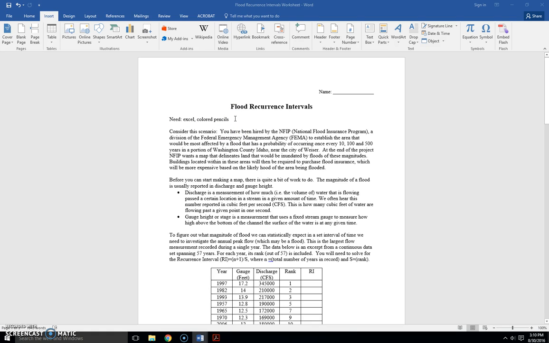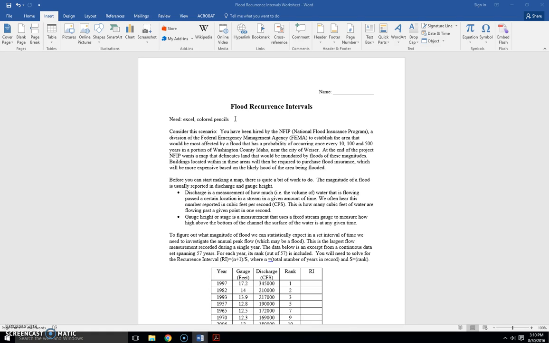Anyway, in this lab, you get to consider the scenario. You have been hired by the NFIP, National Flood Insurance Program, a division of the Federal Emergency Management Agency, FEMA, to establish the area that would be most affected by a flood that has a probability of occurring once every 10, 100, and 500 years in a portion of Washington County, Idaho, near the city of Weiser.